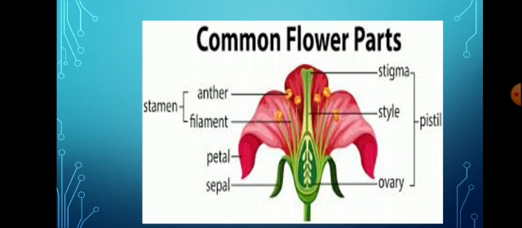Okay, then petals. The petals are the bright and colorful part. It attracts insects and birds for pollination. The colorful and bright petals also help attract insects and birds for pollination.